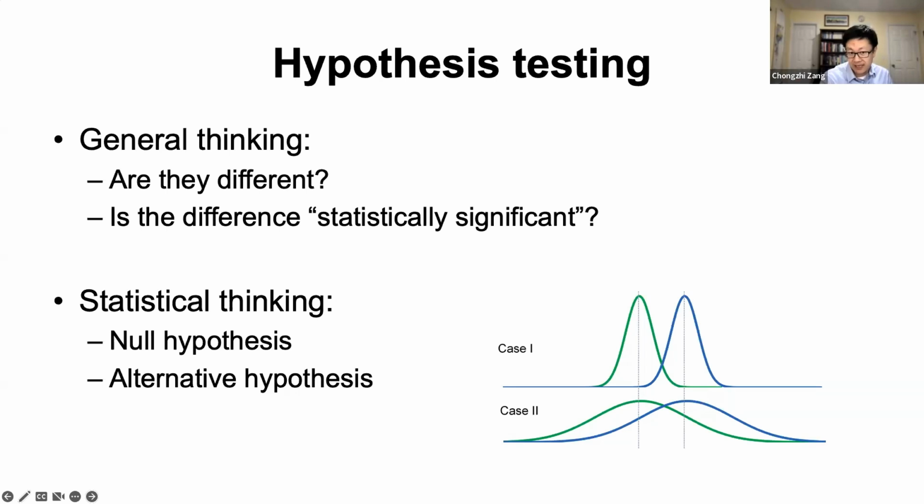And the second question would ask: is the difference so-called statistically significant? And why are we asking this question? Because if we only say that they are different, we may not satisfy the reviewer. The reviewer will always ask you to provide some statistical significance. But I'm just joking. That's not the actual, appropriate way of thinking about this problem.